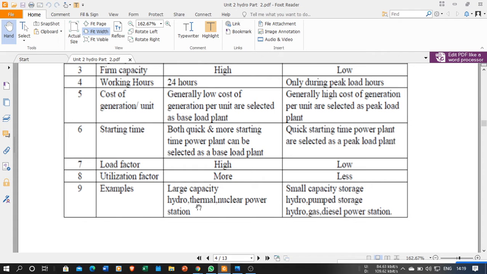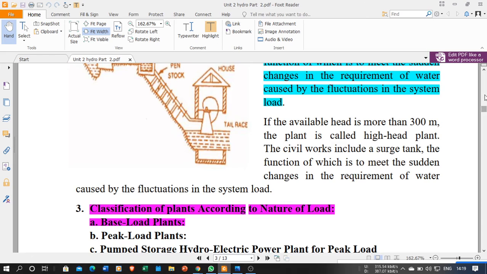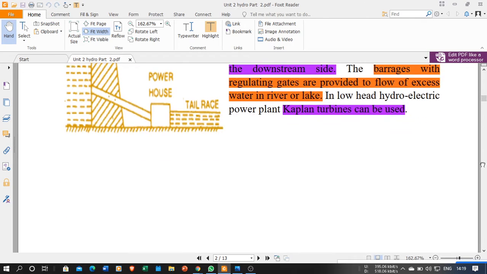Base load plants are of large capacity, they may be hydro, thermal, or nuclear stations. And peak load plants may be of small capacity. That may be hydro, pumped storage hydro, gas, diesel. These are the peak load plants. Okay. Then the next point that we are going to discuss over here is what?